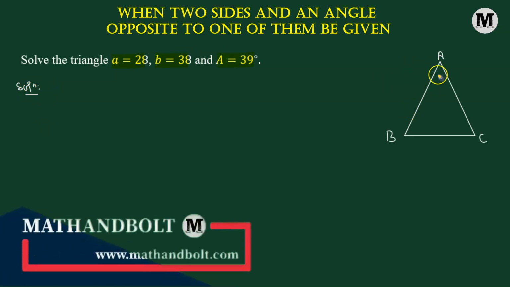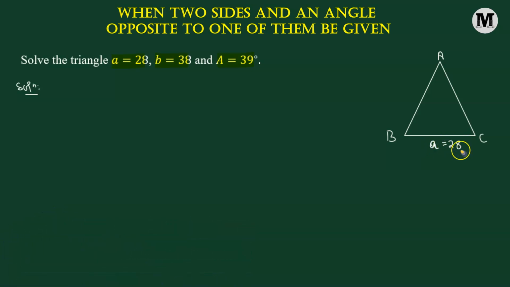Now for this triangle, the side opposite to angle A, which is BC, will be denoted by the letter a in lowercase, and it has a measure of 28 units. Then we have the side opposite to angle B, which is AC, denoted by b in lowercase. It has a measure of 38 units. And then the side opposite to angle C will be denoted by c in lowercase. We have the angle measure for A given to us, that's 39 degrees. Our goal will be to determine the angle measures of B and C as well as the measure of the side c.